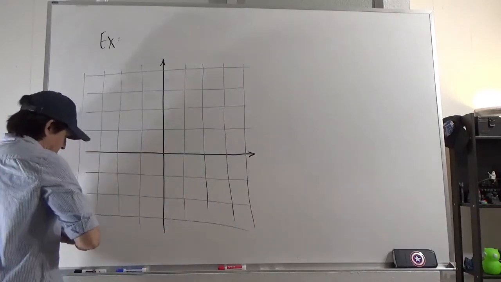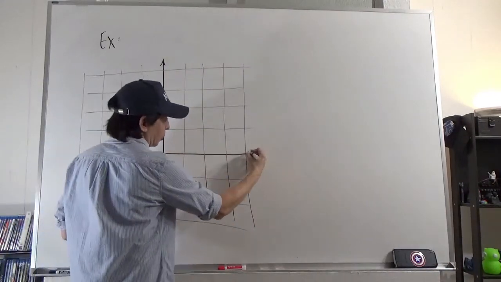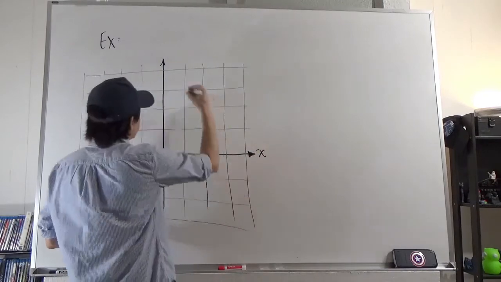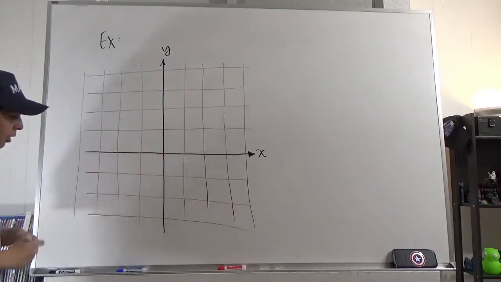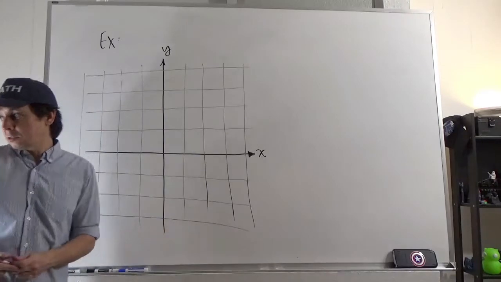Highlighted here, I tried to make it a little bit thicker where the actual axis is. I'll also label it X and Y there. And you're going to begin with a graph with a line already on it.